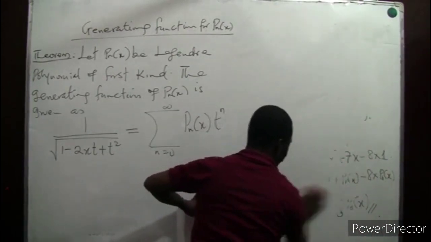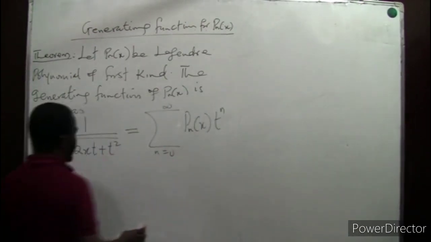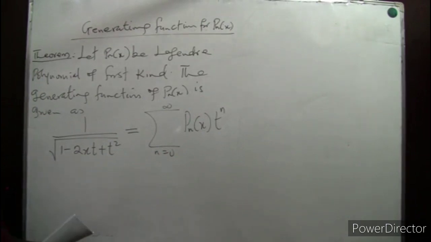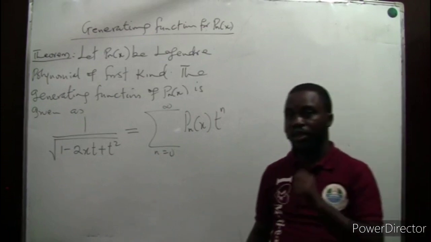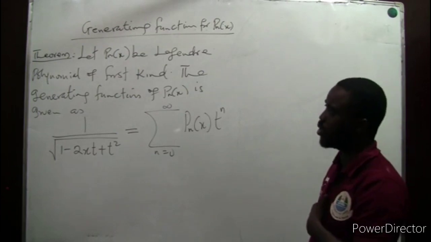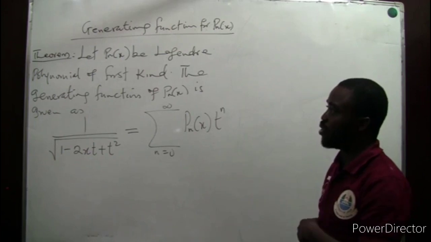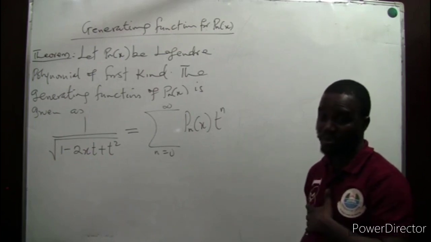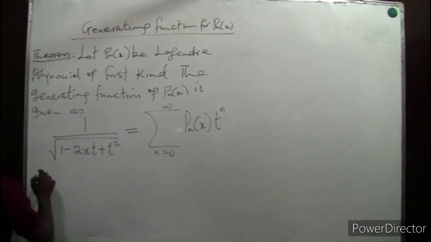It's a very useful tool, as we are going to see later in this class. Very powerful tool in discussing some properties of Legendre polynomial of first kind. In fact, so many properties of Legendre polynomial of first kind will be discussed using the generating function. Since we call this a theorem, in mathematics, a theorem is a statement that is true and requires proof. So we are going to look at the proof of this.